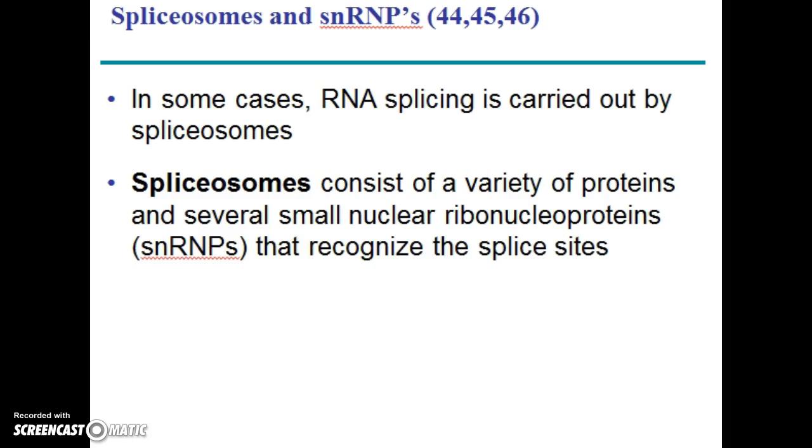Spliceosomes consist of several of these SNRPs and ultimately function to determine which sections of the RNA are spliced out. In other words, which sections of the RNA are going to be introns and which are going to be left, which are going to be expressed, which are going to be those exons. They do this by recognizing specific sections of nucleotide sequences in which a snip should be made.